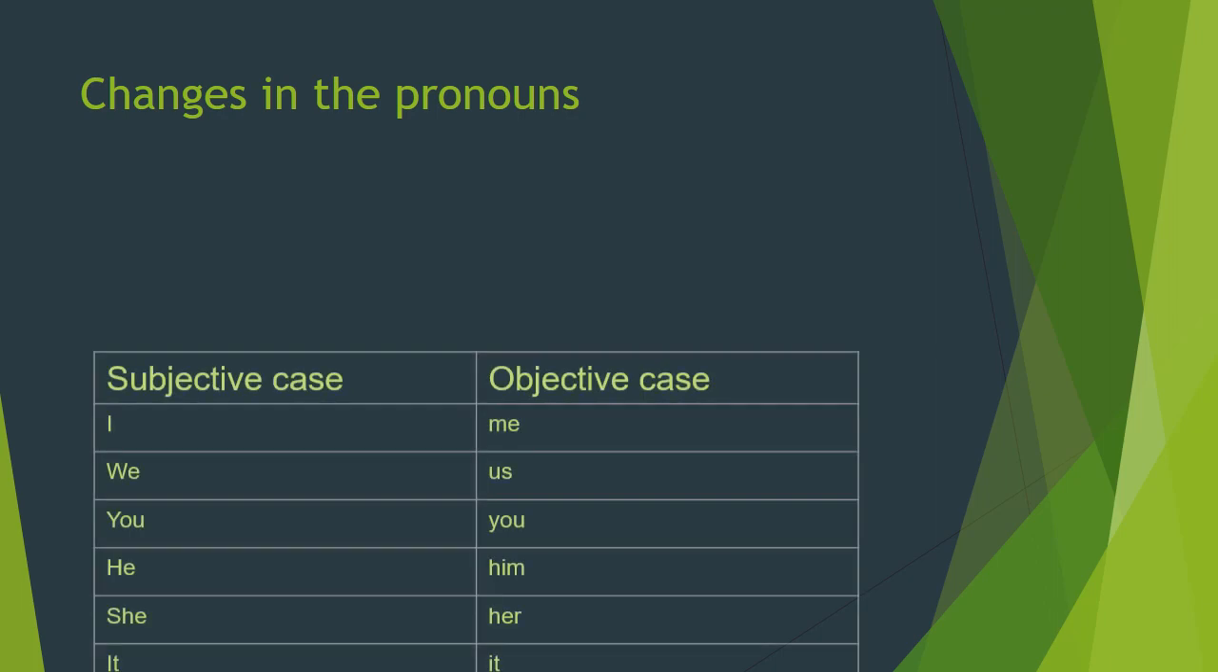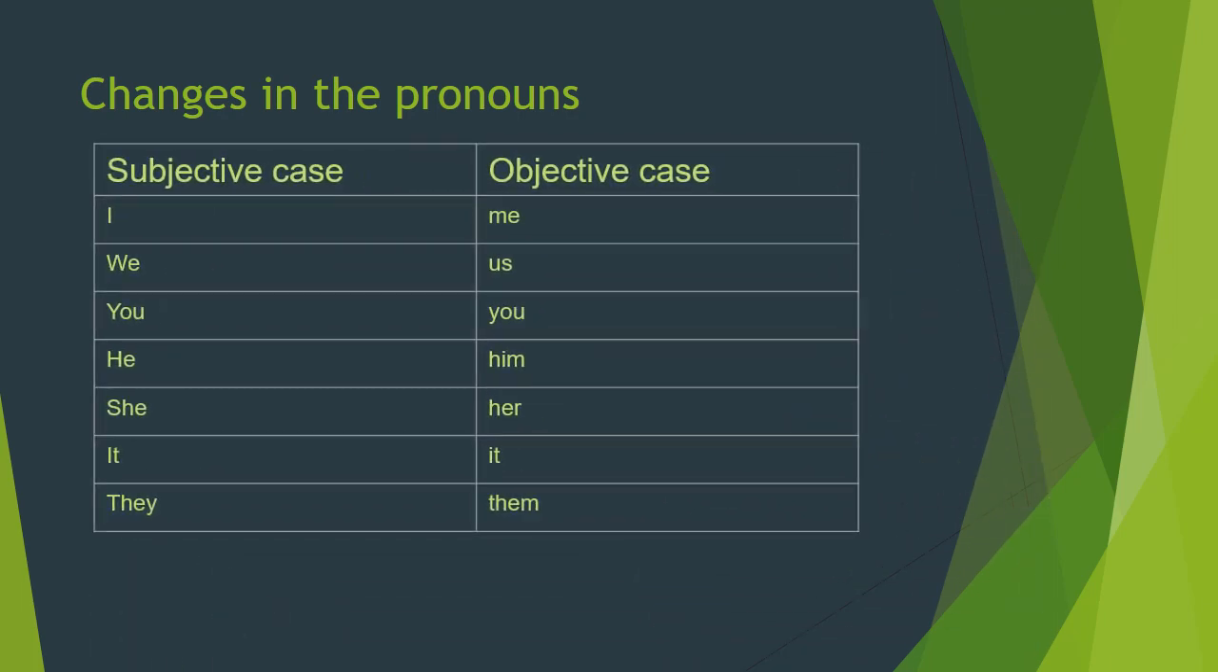Now let us see how the pronouns are changed in active and passive voice. See, in the active voice, or the subjective case, if I am using I, in the objective it will become me. We will change to us. You, there is no change, you only. He will change to him. She will change to her. It, there is no change. They will change to them.